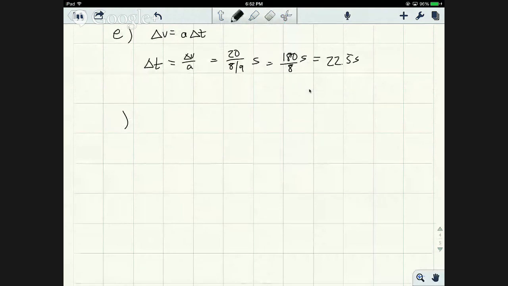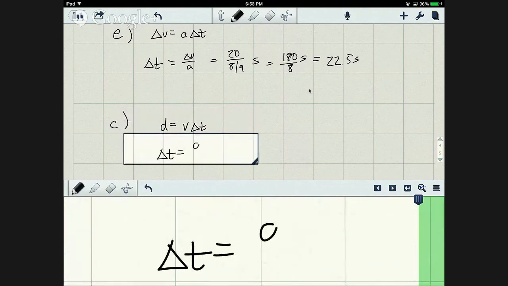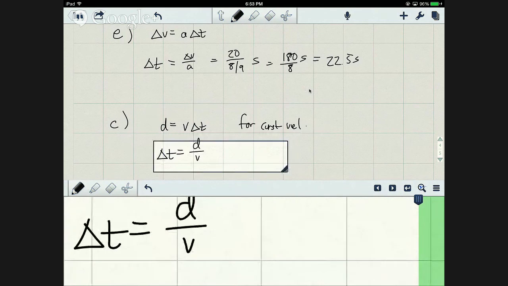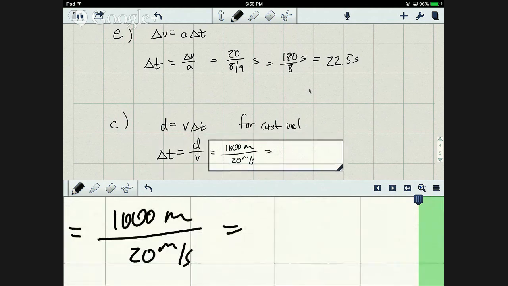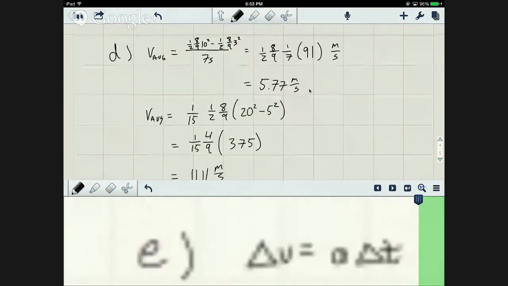C. At what time will the car moving at a constant velocity reach the position of the other car? So at what time will the car at the initial velocity of 20 have moved 1,000 meters, right? So we have D for that, which is going to be the distance moved is just the velocity times the time. So time is just going to be distance over velocity. This is for a constant velocity. Okay. All right, so this is 1,000 meters divided by 20 meters per second. Just going to be equal, 1,000 over 20 is 50 seconds.